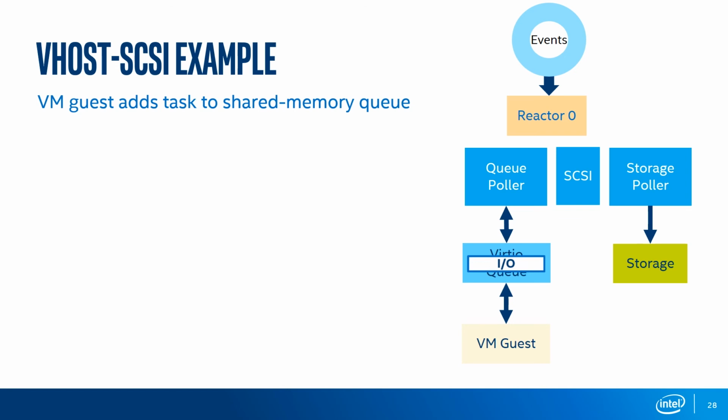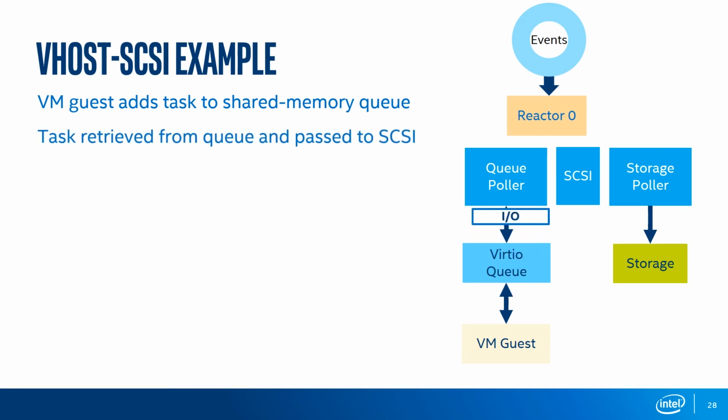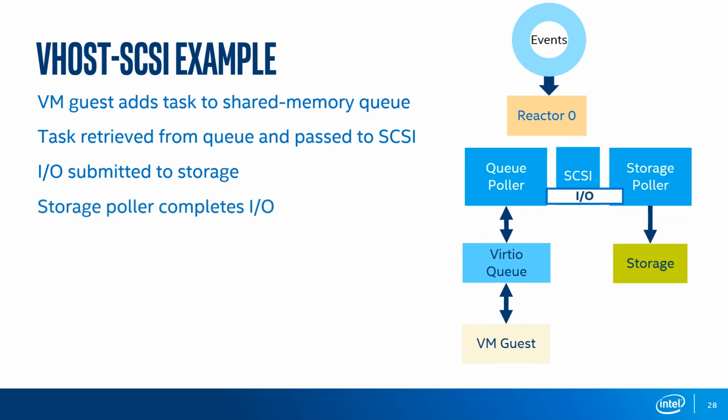In the normal vhost case, there would be a sort of kick from the VM or the host into the target. We're skipping that because we have a poller. We pass that I/O off to the SCSI layer, which is a generic part of our iSCSI target that's gotten repurposed for vhost. The I/O gets submitted down to the backend storage device, which is a BDEV. And that BDEV poller will pick up the I/O when it's finished, send it back to SCSI.